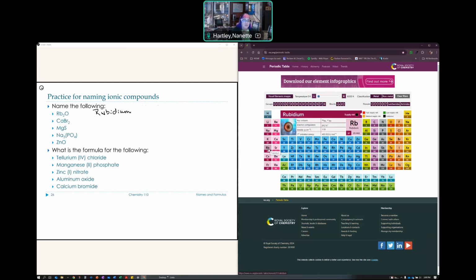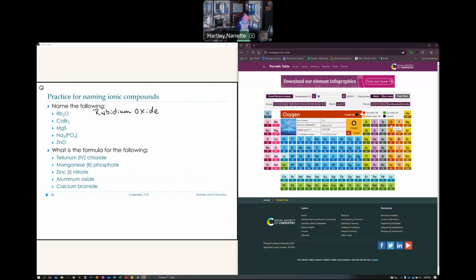First thing in there gets his name written down first, rubidium. And then we write the name of the second thing, which is oxygen, but it doesn't state oxygen, it's an oxide. Now, since rubidium only ever has the +1 charge, we don't have to indicate anything else. He's a main group element, so we don't need to indicate his charge. That's it. That's all we need to do for that. Okay.